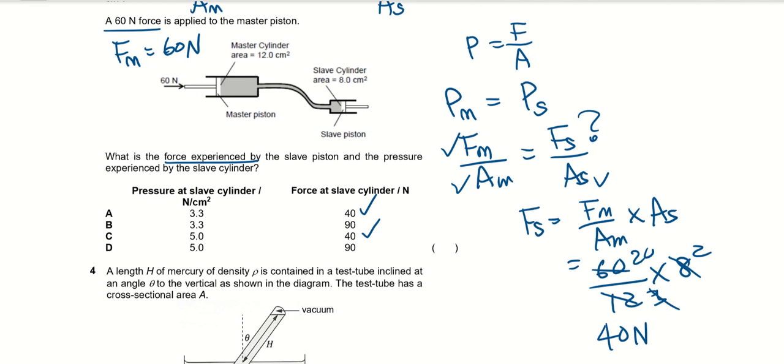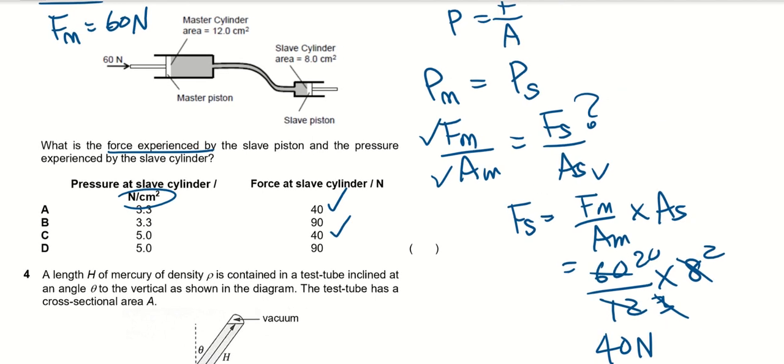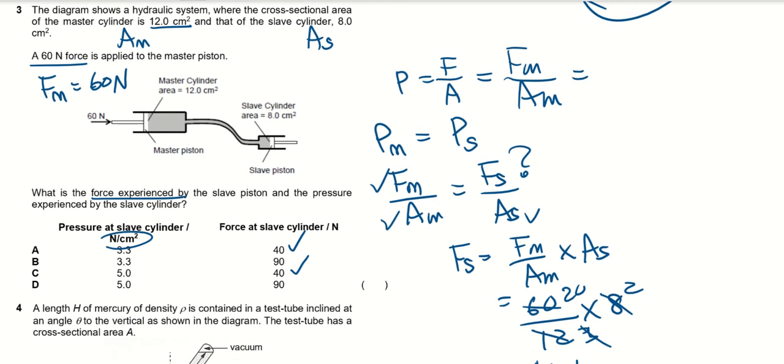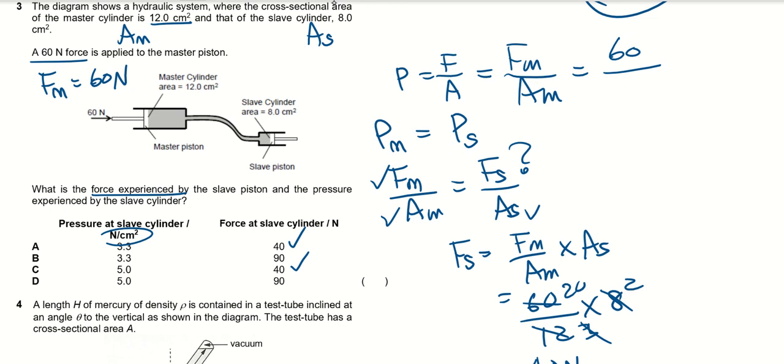How about pressure? Take note that for this question, I'm very kind to just leave it in Newton per cm squared. By right, if I were to ask you to express it in Pascal, you need to convert your cm squared into meter squared, because everything has to be in SI units. So pressure equals force over area. So I can calculate the pressure at Fm over Am. Okay, Fm is 60, Am is 12, so it will be 5.